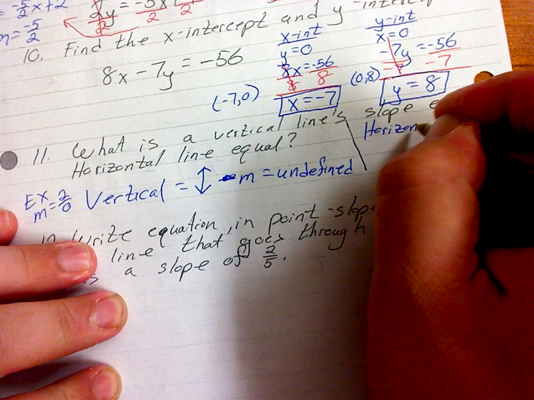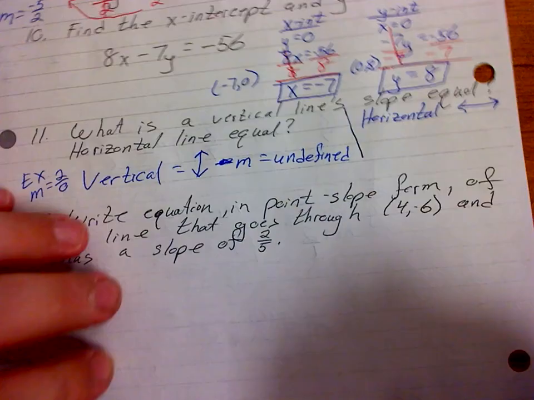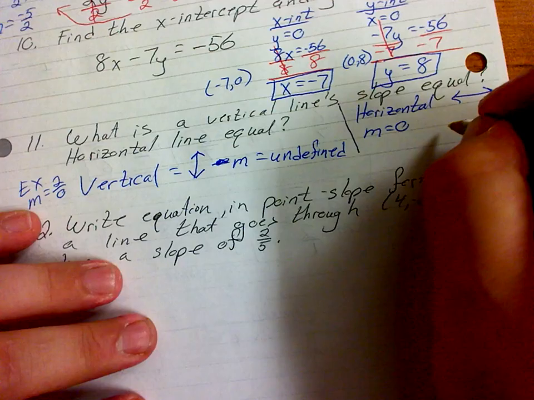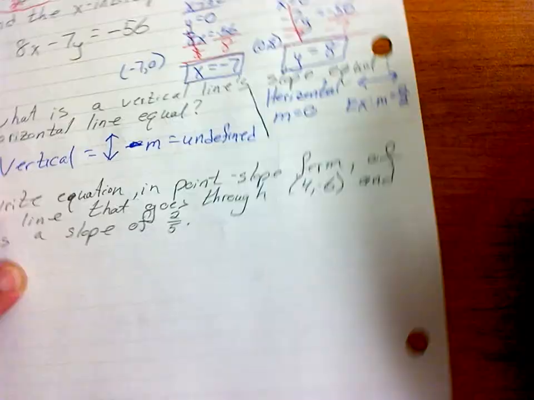Now, opposite of that, horizontal. Horizontal lines, remember, they run side to side. They run like the x-axis, okay? Their slope is going to be 0. Now an example of this one would be, let's go for the complete opposite here. Let's go for the slope equaling 0 over 2.